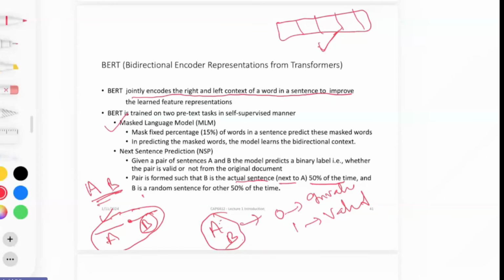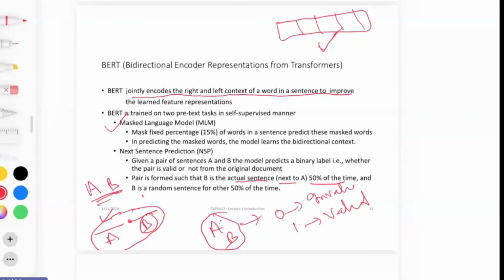And valid means B is following A, B is coming just after A. When it is invalid, that means B is a random sentence, which has been taken from anywhere. So that is your invalid pair. And now the model has to understand it. So when you are giving A, B, and if that pair is valid, then the model has to say, hey, this is a valid pair. In this way, your model is trying to learn the language, because one sentence follows another.